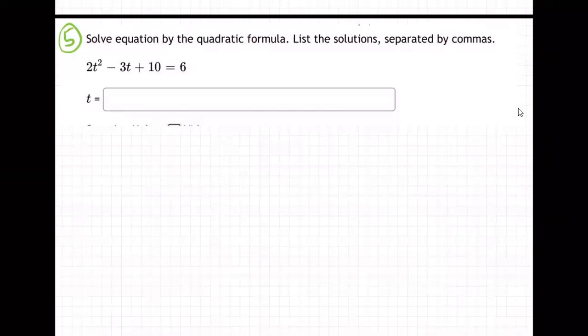Okay, so on this question, they're wanting us to solve by the quadratic formula, list the answers separated by commas. Okay, so how do we do it? Let me bring it on down here for us. It's going to be 2t squared minus 3t plus 10 equals 6.